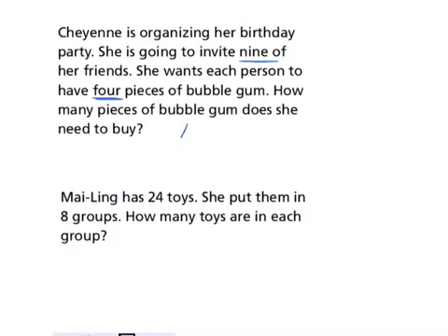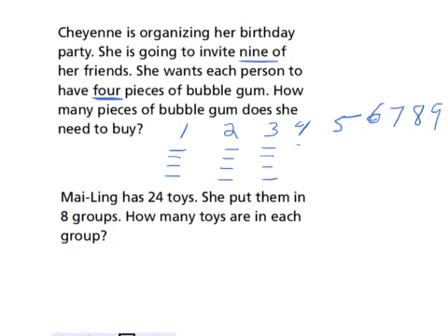Well, 9 friends. 1, 2, 3, 4, 5, 6, 7, 8, 9. And each person is going to get 4. So this person's going to get 1, 2, 3, 4, and so on for each person. We're trying the drawing out method here.